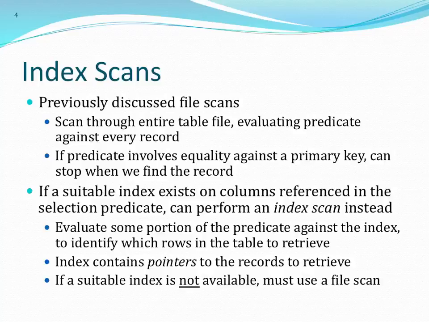And of course you can see that if we can't evaluate the entire predicate against the index, then we may have to break our selection into multiple steps. So we use the index scan on some part of the predicate, generate a smaller set of rows, and then we apply the remainder of the predicate to those rows that we selected to actually find the ones that the user is interested in. So we may have multiple steps now because of the index not necessarily including all of the columns that the predicate actually references.